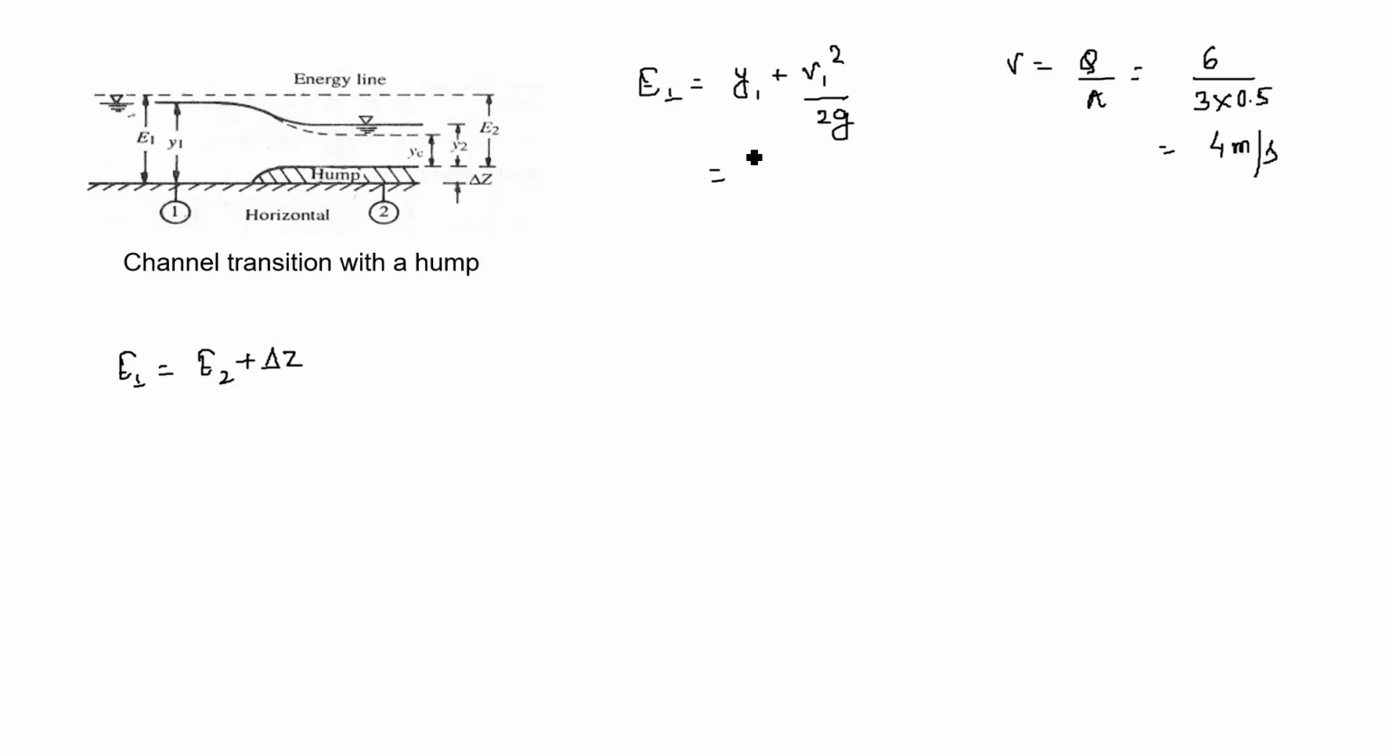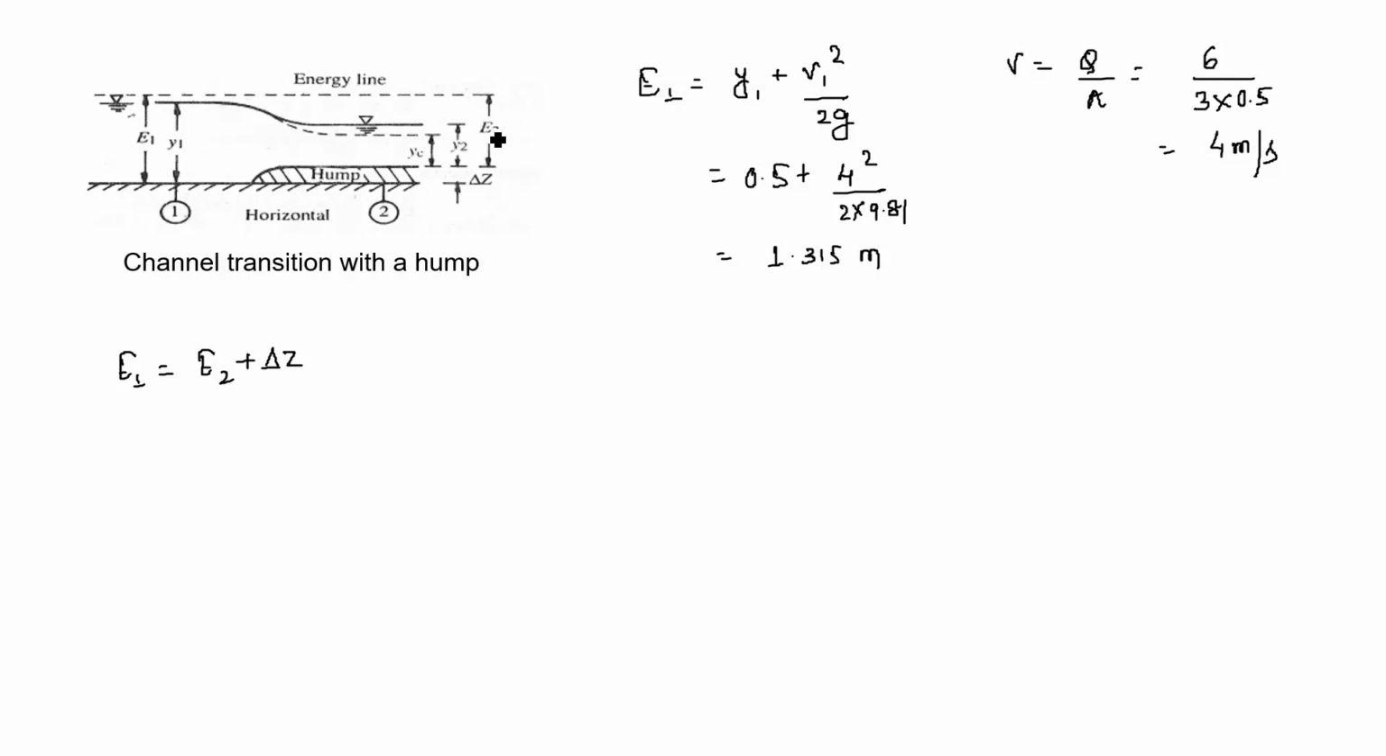Now we can find this E1. So Y1 depth is 0.5 plus V1, just we got 4, square by 2 into g, that is 9.81 meter per second square. So after calculation, we will get the E1 value as 1.315 meter.